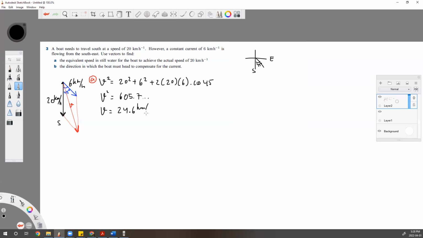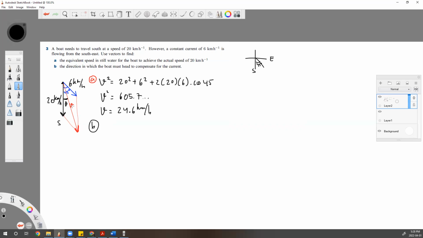24.6 kilometer over hour. This is the equivalent speed in still water for the boat if it is affected by the constant current, the blue one. So this will be your answer. And then the direction which the boat must have to compensate for the current. So the question is actually this, either this angle or this angle, up to you. Both of them are okay, but we choose either.